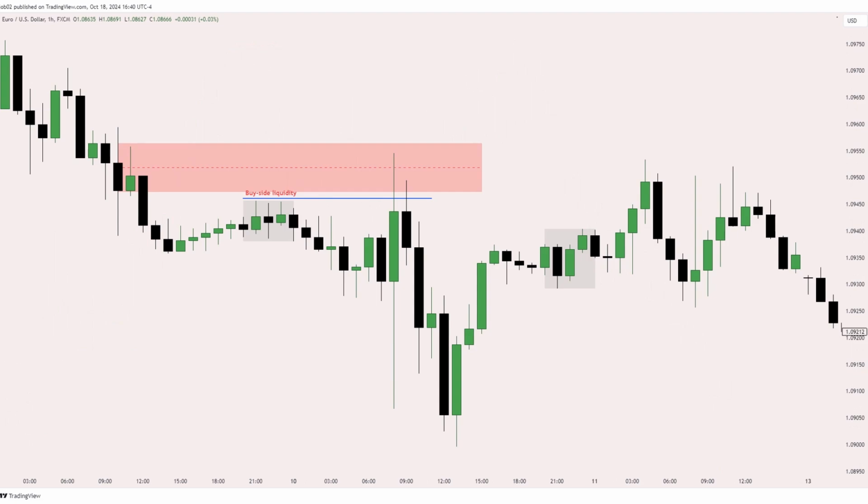Because our bias for Thursday was bearish, we first had to see a buy-side liquidity sweep. This could have been in the form of Asian high or London high. On the hourly time frame, EURUSD swept Asian high and traded into this order block, and this occurred during the news event.